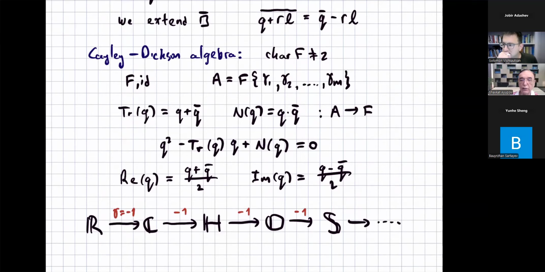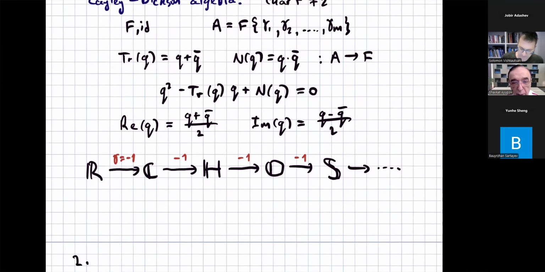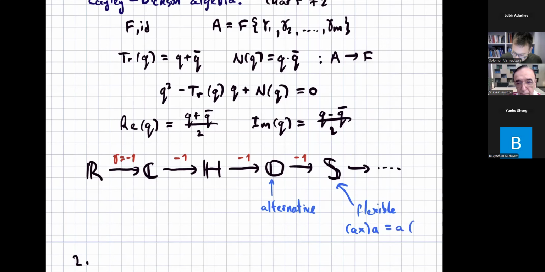Octonions are non-associative, but what about the sedenions? Does it have some property? Yes. The octonions are alternative, and the sedenions are flexible. So they retain, sorry, yes, flexibility: A X A equals A X A.